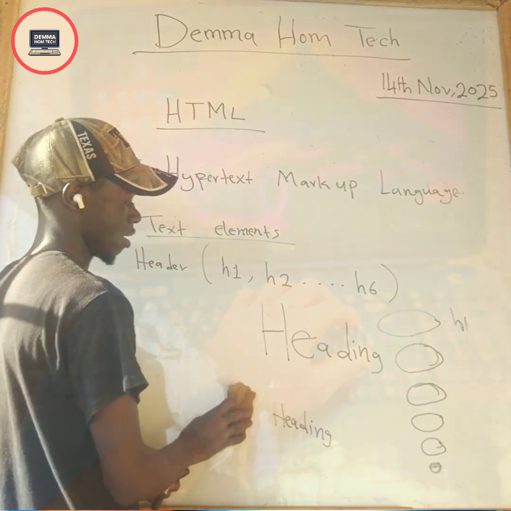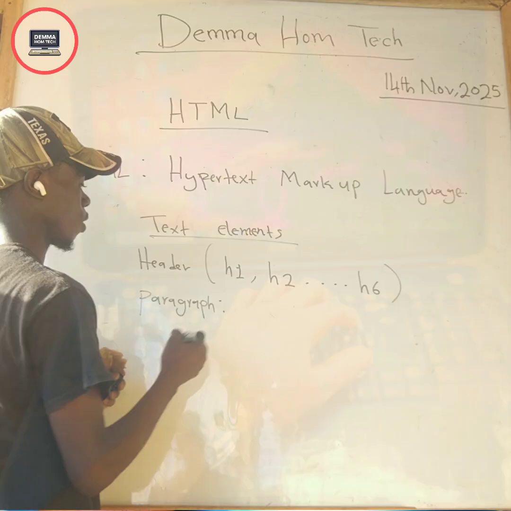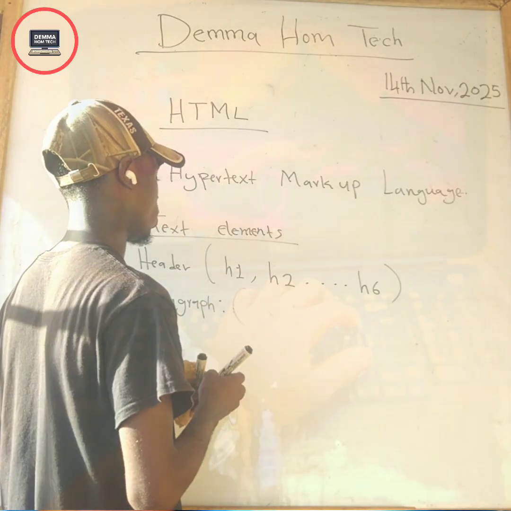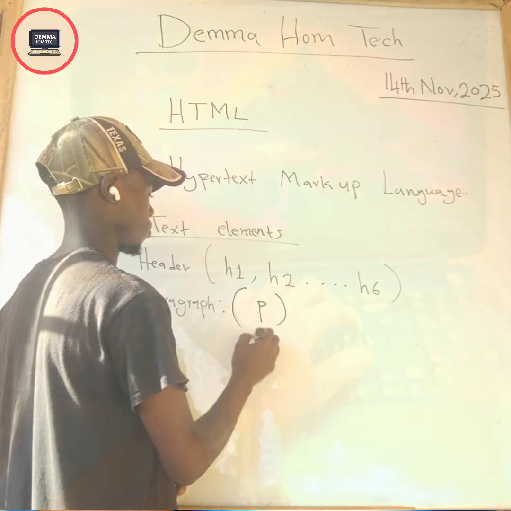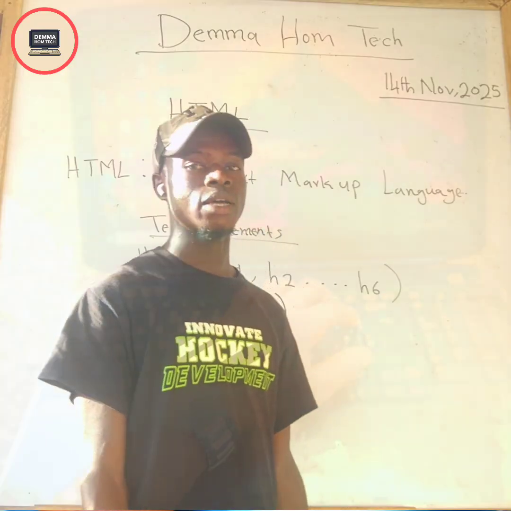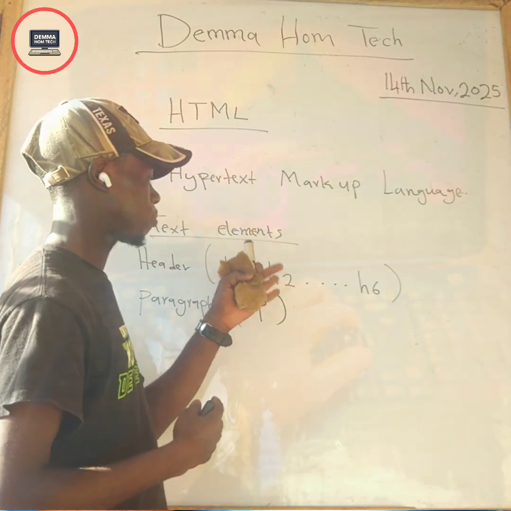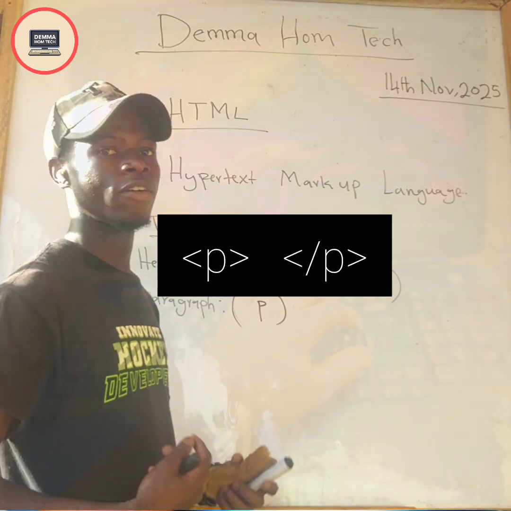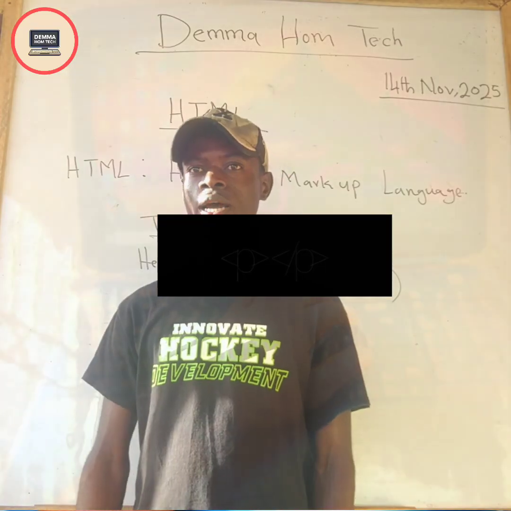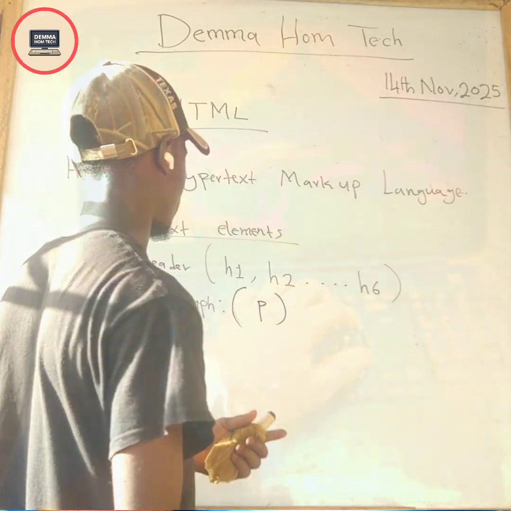So let's talk about paragraph. Paragraph is represented with the letter P. Letter P for paragraph. That one has no different sizes, unlike header; paragraph is just paragraph. But you can also size the text using CSS. So when I say paragraph, you have headers and paragraph, like I said.